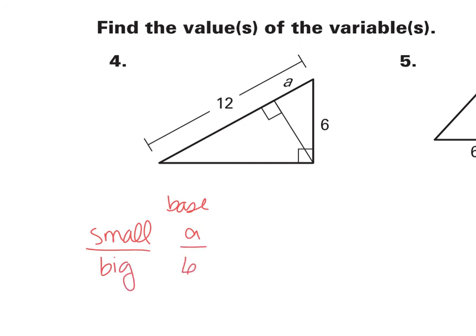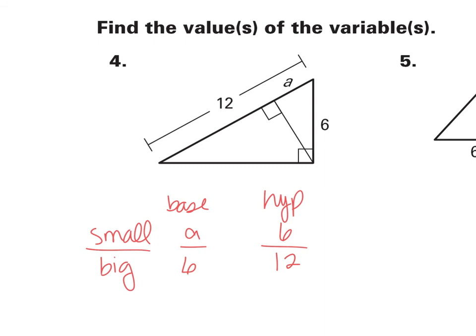What else do they give you on the small triangle? Well, on the small triangle, they give you the hypotenuse. So the hypotenuse is going to be 6 over, what is the hypotenuse of the big triangle? Well, that's 12.